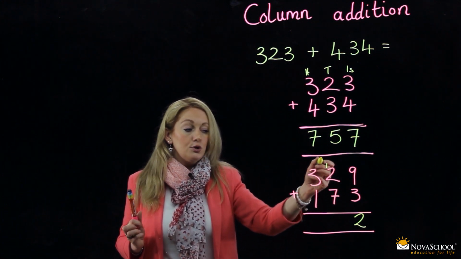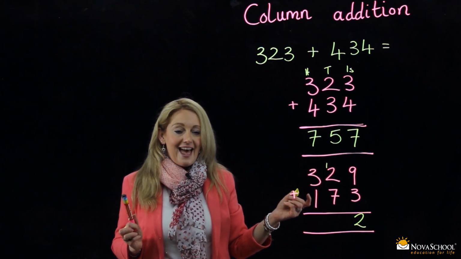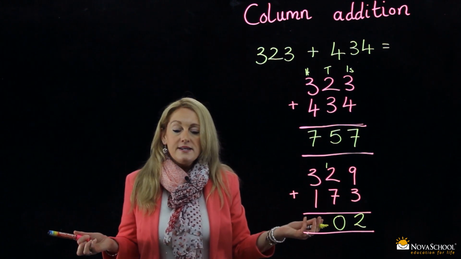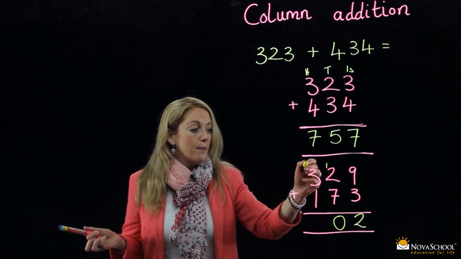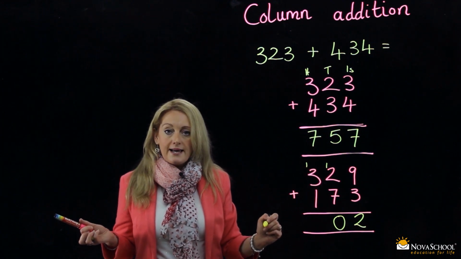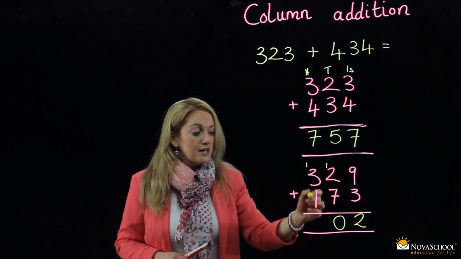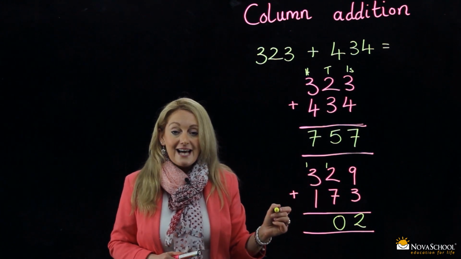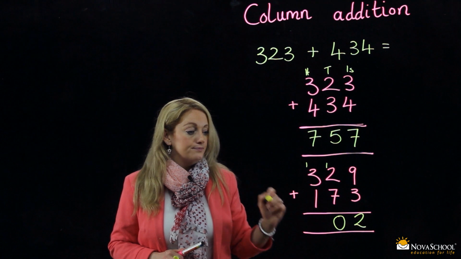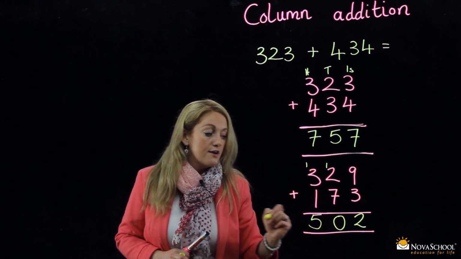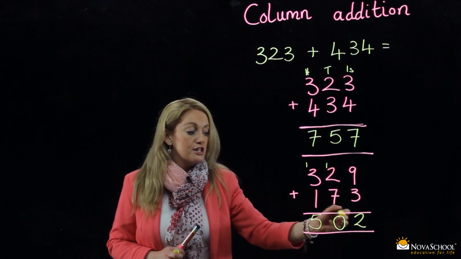7 add 2 add 1 is 10. That's right. Let's put the 0 in. Now, where am I going to put that 10? We pop it above the 3. Okay, last column to add. The hundreds column. 3 add 1. Don't forget to add your other 1. 3 add 1 is 5. What's our final answer? 502.